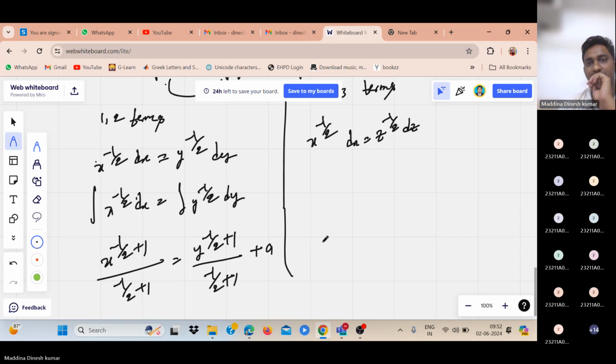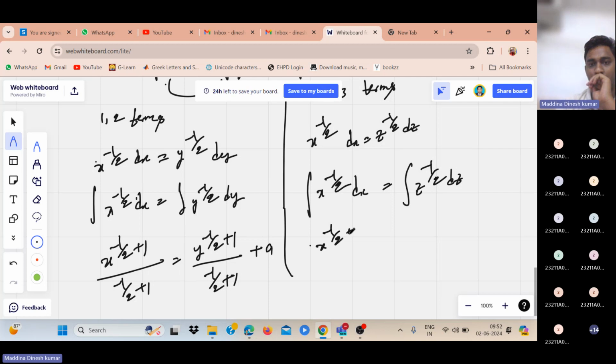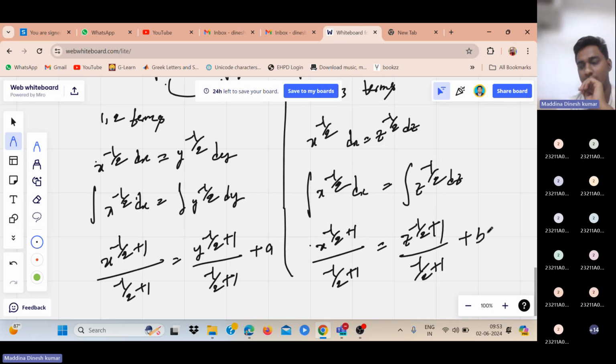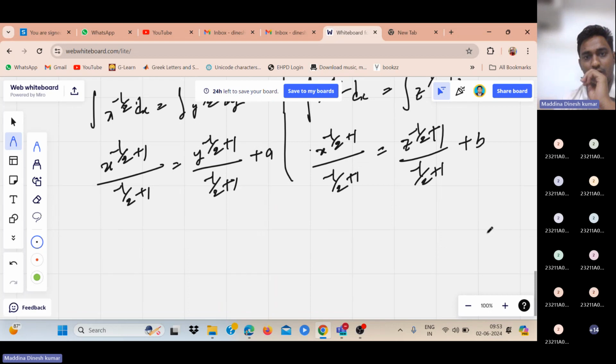Okay. Here also applying integration. Here you will get that x to the power of minus 1/2 dx equal to z to the power of minus 1/2 dz, x to the power of minus 1/2 plus 1 over minus 1/2 plus 1 equal to z to the power of minus 1/2 plus 1 over minus 1/2 plus 1. Here a constant will come now. That constant I am going to write as b. Okay.